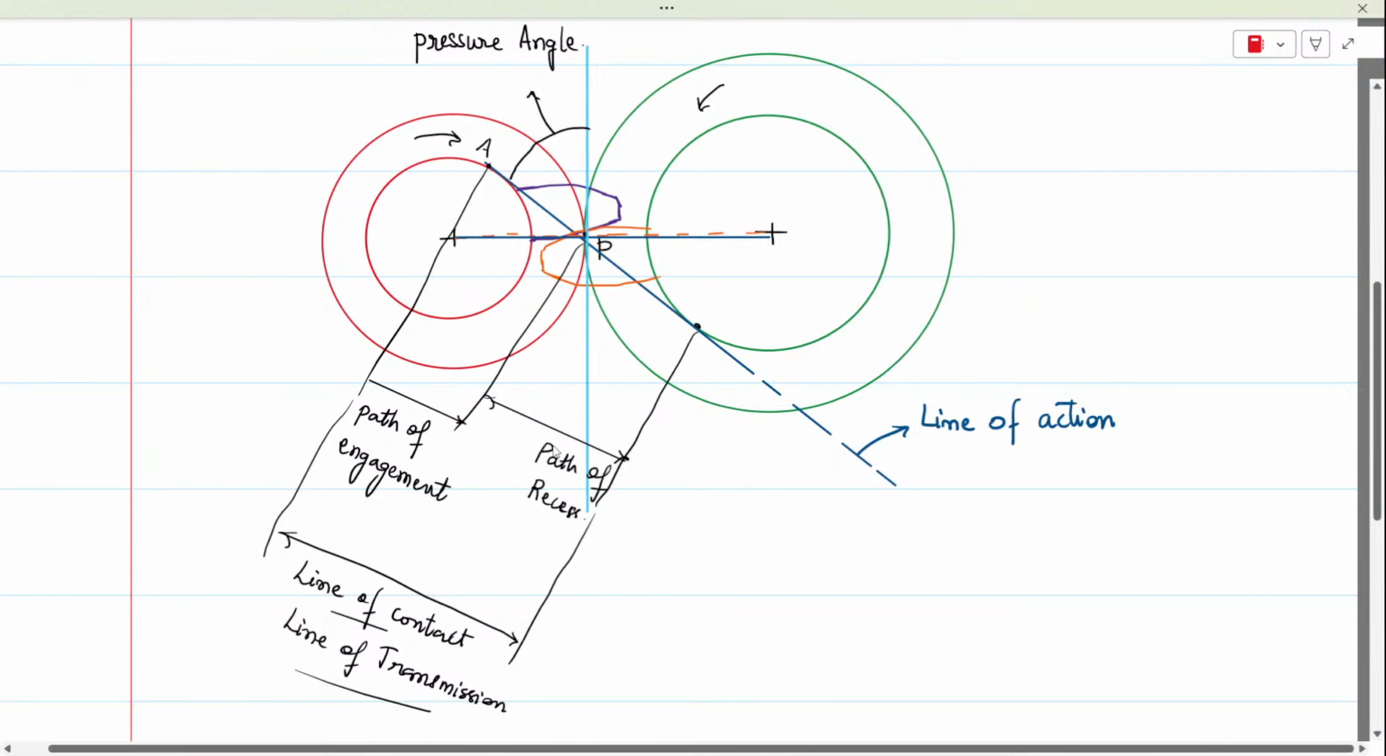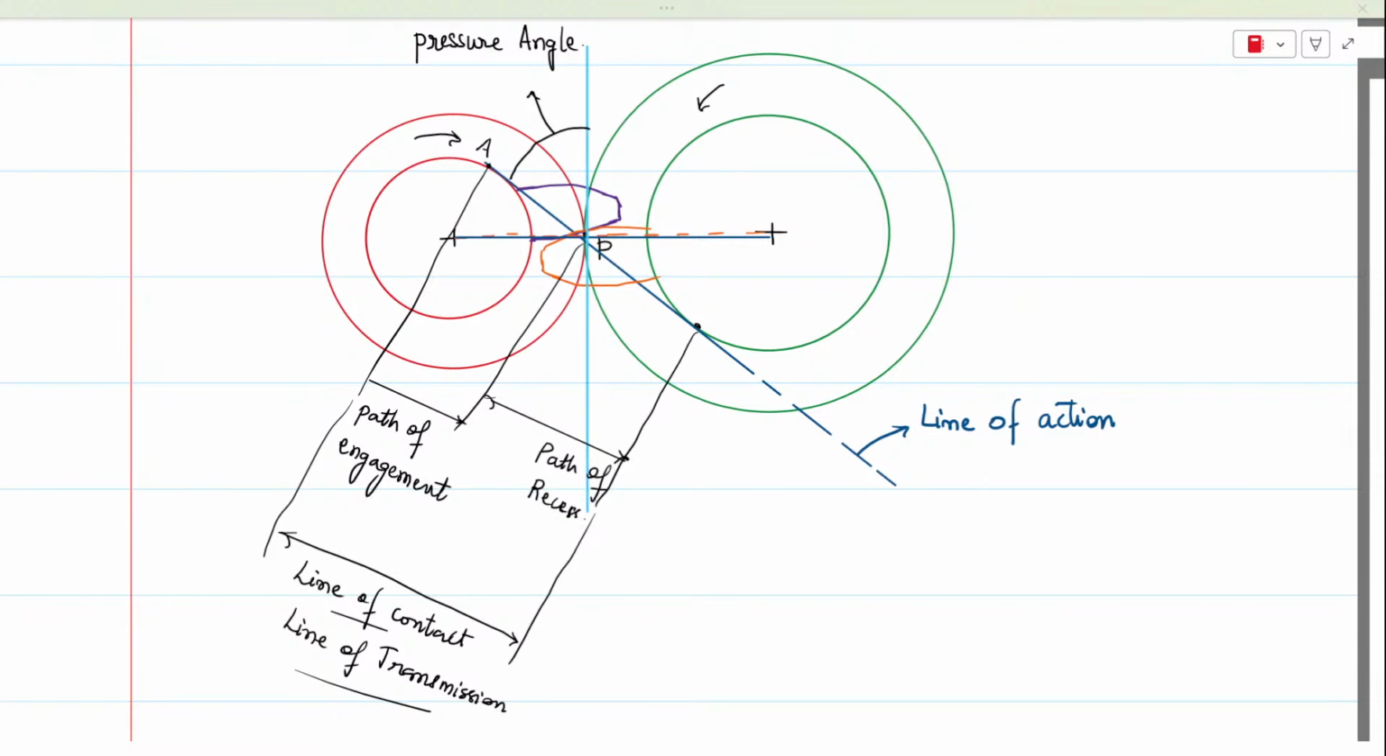All right, so this was about the terminology of gears. Next we talk about the most important part, that would be gear trains.